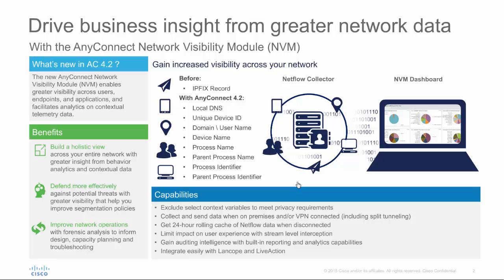With Cisco AnyConnect 4.2, AnyConnect now extends visibility to the endpoint with the new Network Visibility Module, or NVM. NVM is designed to provide greater network visibility into user and endpoint behavior, but in a lightweight manner. NVM acts as an endpoint flow agent, extending the standard IPFIX protocol with a small set of high-value endpoint context data. The goal is to give IT administrators insight into five key visibility categories: device, user, application, destination, and location.